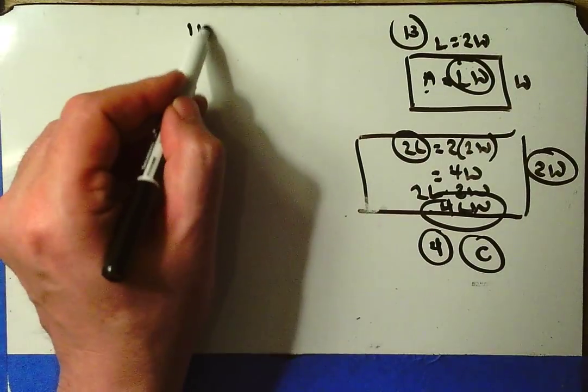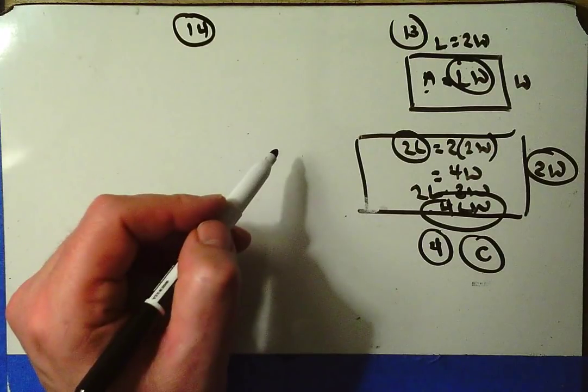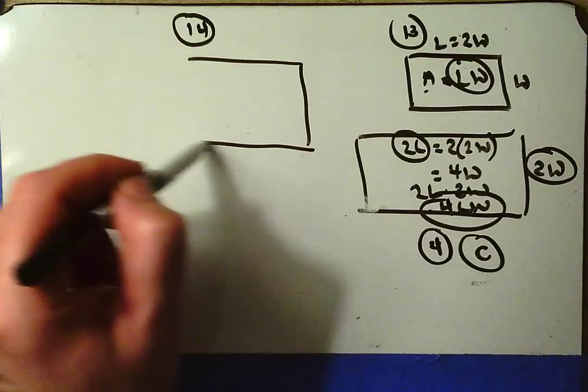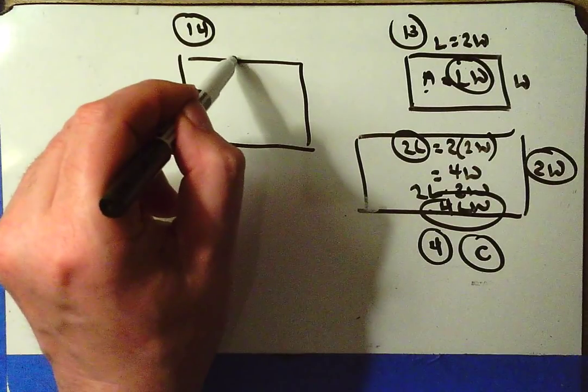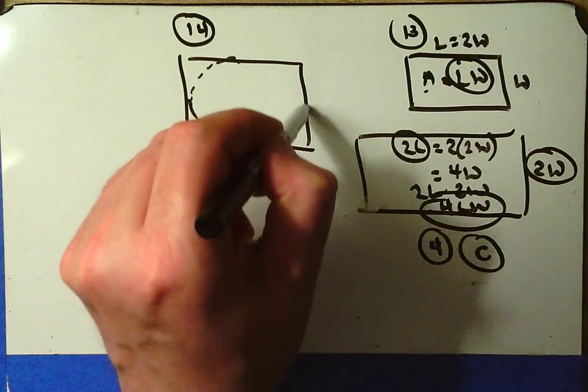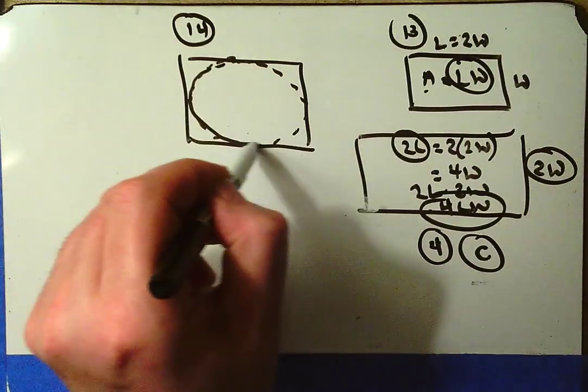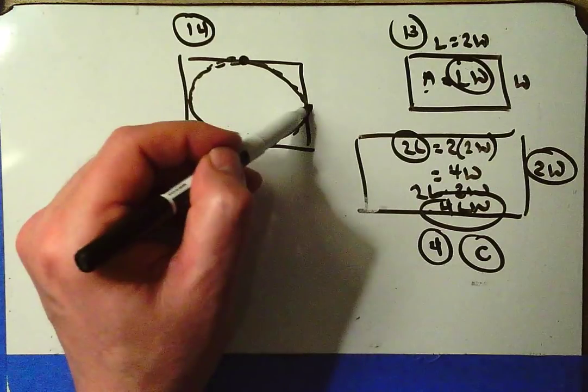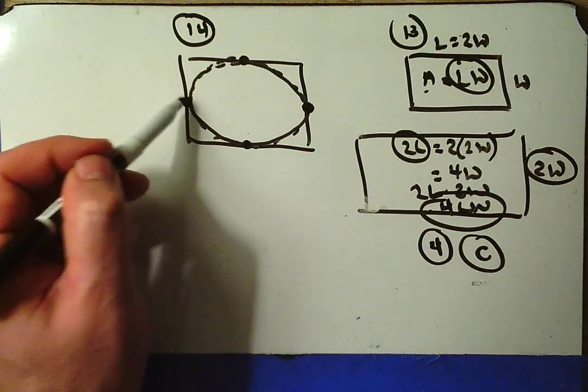Okay. 14. A circle with a radius of 5 is inscribed in a square. Inscribed in means drawn inside of, so that we are tangent to the sides. Not only are we tangent, but these will now be midpoints.